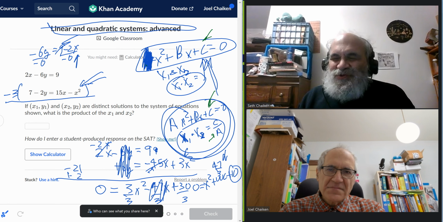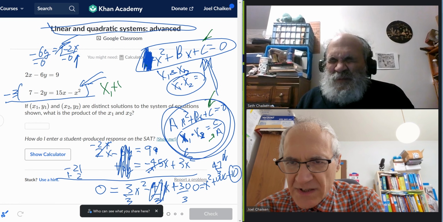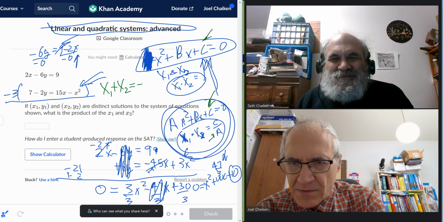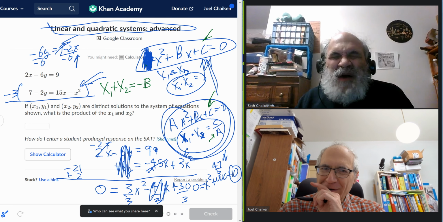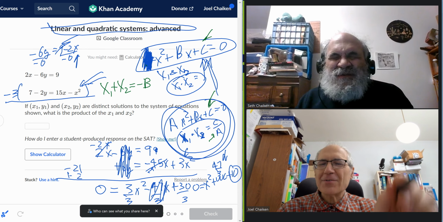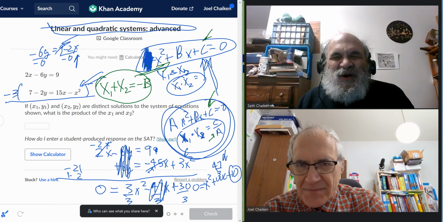Now, if this is fair game for the SAT, then a problem could require you to know that the sum of the roots is minus B over A. X1 plus X2 is equal to negative B. Oh, you didn't say negative. I caught you on that one. I said minus. Okay. In this case, it's minus B over A. Right.